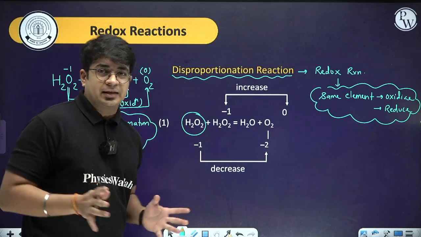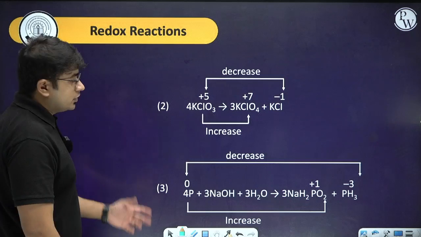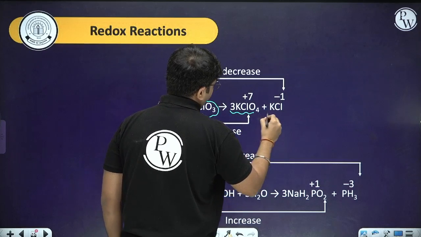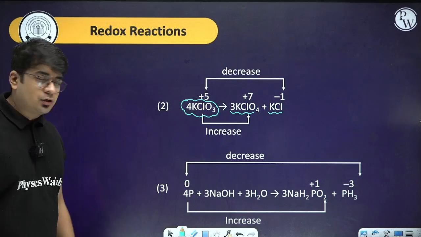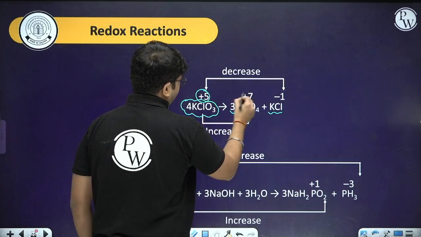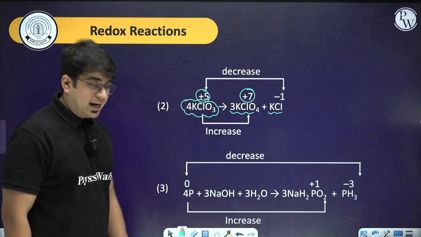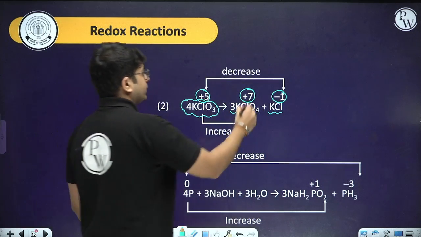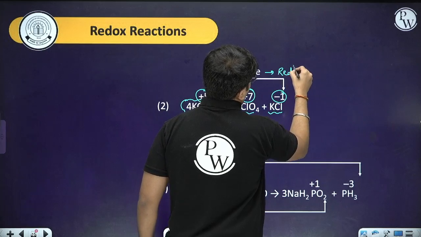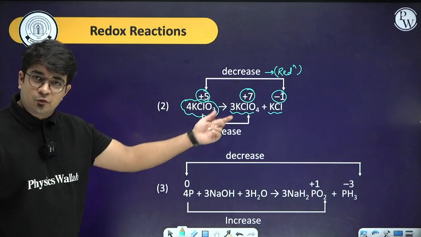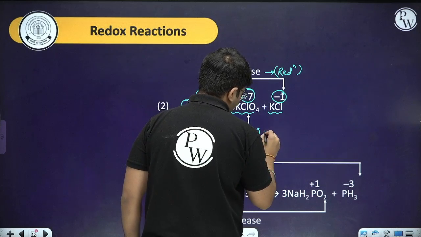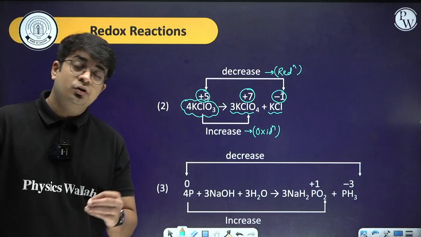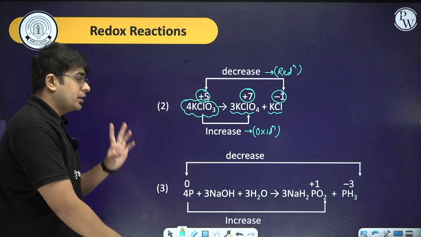Yes, there are multiple examples of disproportionation reactions. One good example is KClO3. Generally KClO3 converts into KClO4 as well as KCl. In KClO3, Cl is present in +5, and it converts into KClO4, which is +7, and KCl, which is -1. So +5 to -1 is a decrease, that process is reduction. From +5 to +7 is an increase, that process is oxidation. And chlorine is the only species which oxidizes as well as reduces itself.